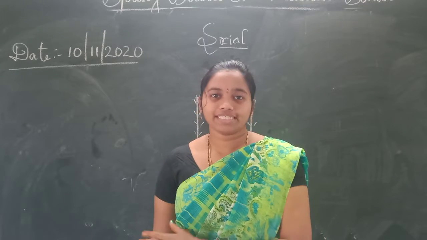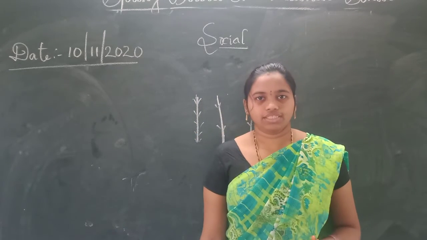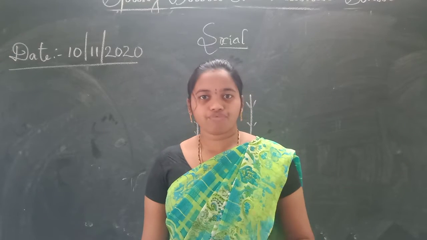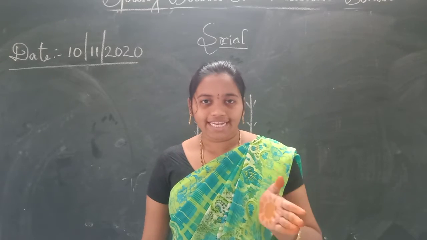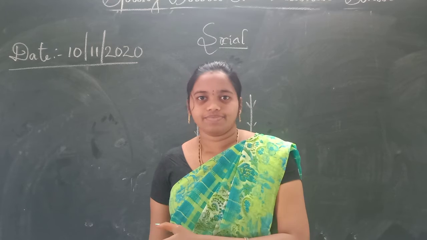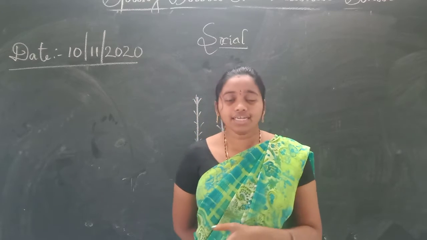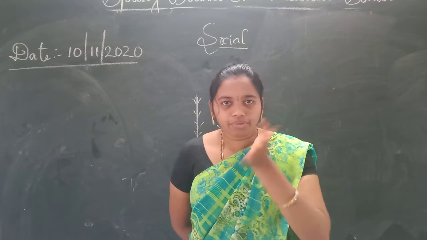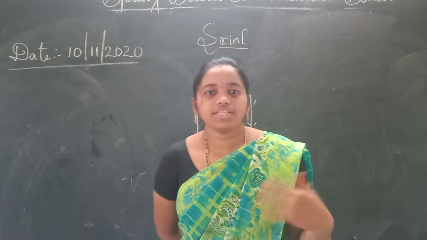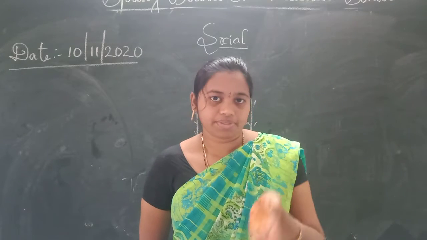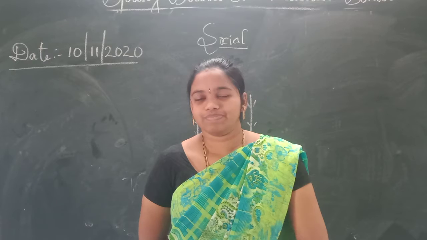This is the best method, the crop rotation method. Different kinds of crops can be planted one after another, that means in alternate rows. Planting one after the other in alternate rows is known as crop rotation.